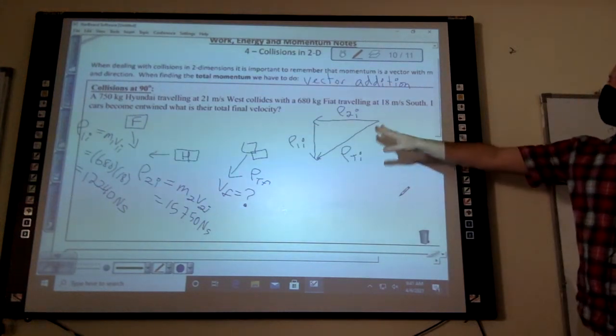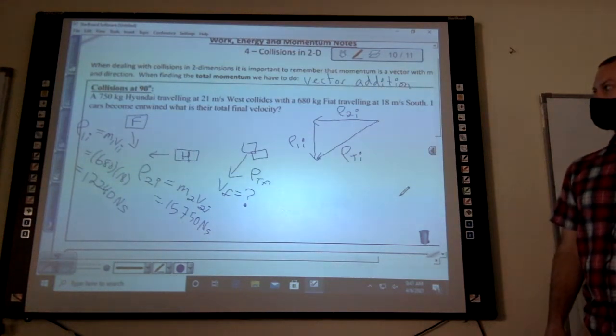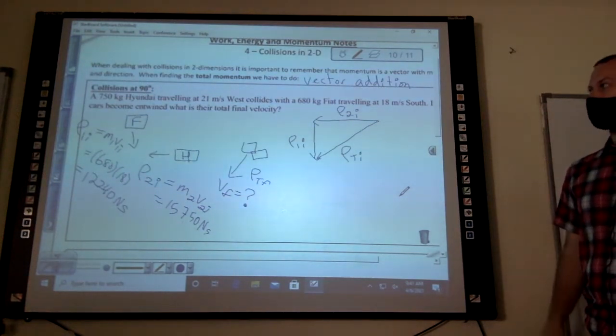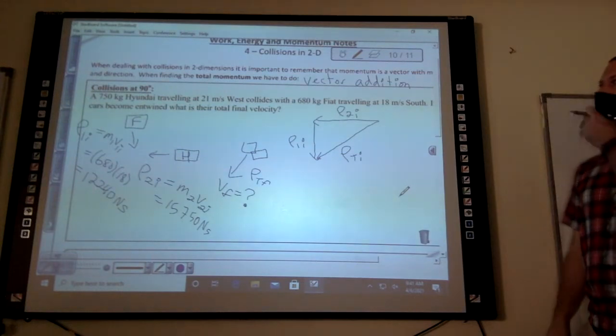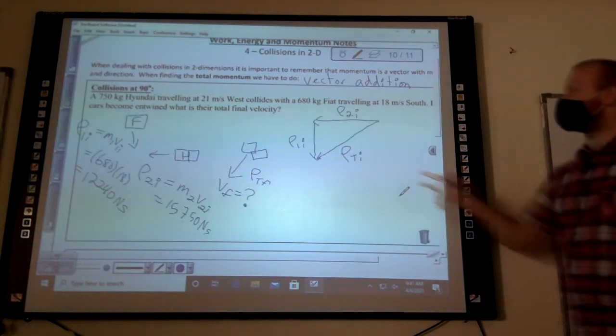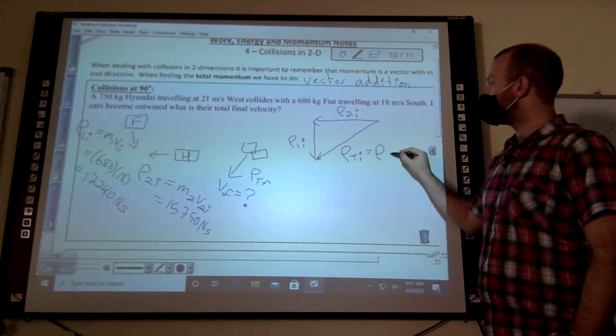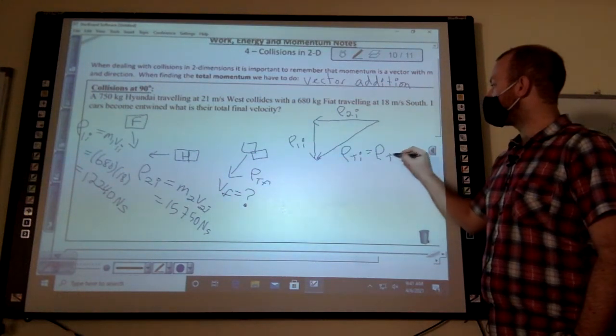So, by adding these two up, I'm getting the total initial momentum. Well, we're going to get there. So, what do we know about the conservation of momentum? The initial equals the final. So, the total initial is also equal to the momentum total final.